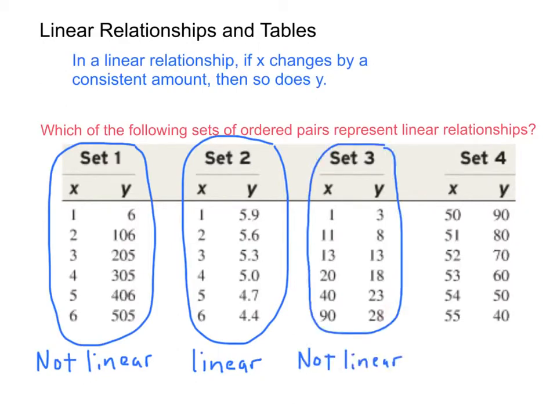And then in this last set, set 4, x goes from 50 to 51 to 52, 53, 54, 55. So that goes up by 1 each time. Y starts at 90 and goes down by 10, and then by 10 again, down by 10, down by 10, down by 10. That looks like it's linear, because every time x goes up by 1, y goes down by 10, and that's consistent.